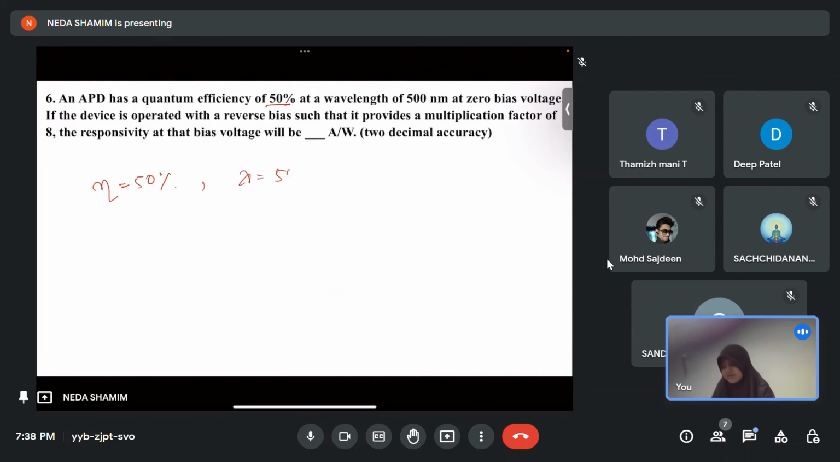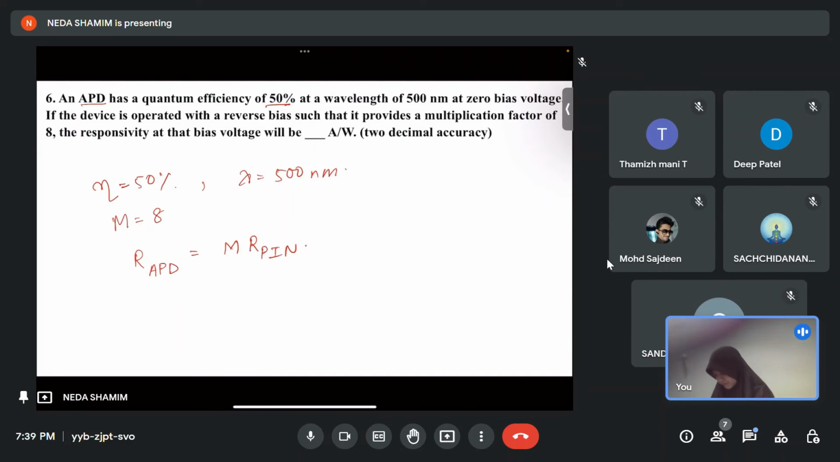Wavelength is 500 nanometers at zero bias voltage. If the device is operated with a reverse bias such that it provides a multiplication factor M equal to 8, how do you find the responsivity at that bias voltage for this APD? For that, we know that responsivity of APD is equal to M times the responsivity of the PIN photodiode.